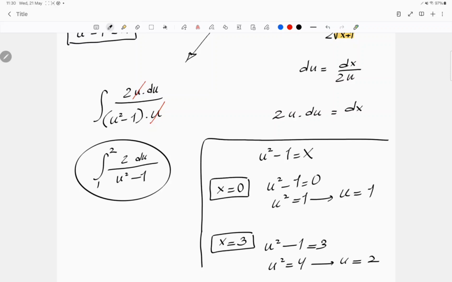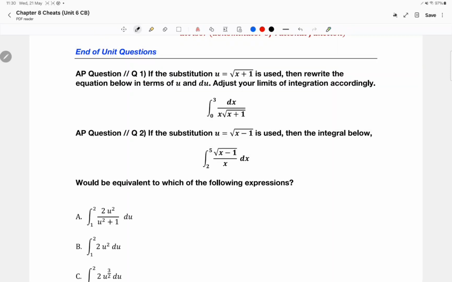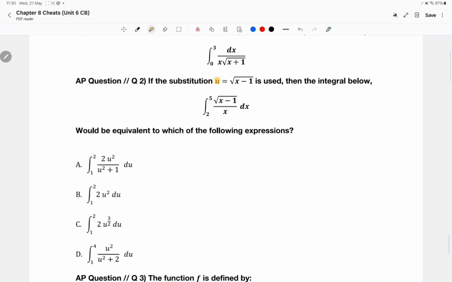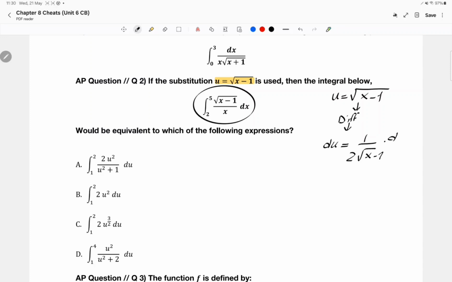Let's move on to question 2. In question 2, we're given u is equal to the root of x minus 1, and we're supposed to turn this expression into a u form with changing the limits of integration. First thing is u is equal to root of x minus 1. Let's now differentiate everything. That means we'll be getting du is equal to 1 over 2 root x minus 1 dx.